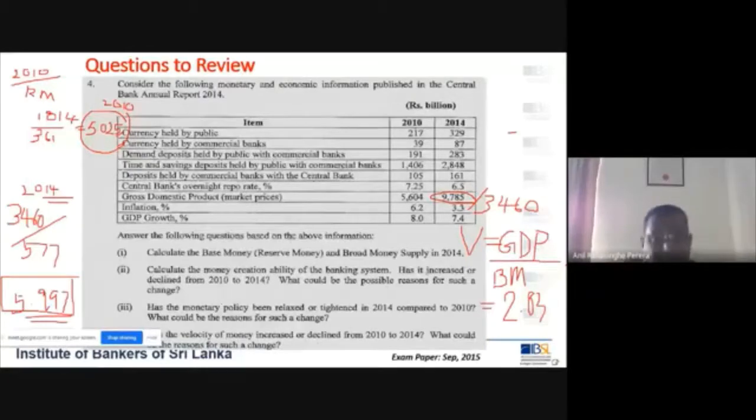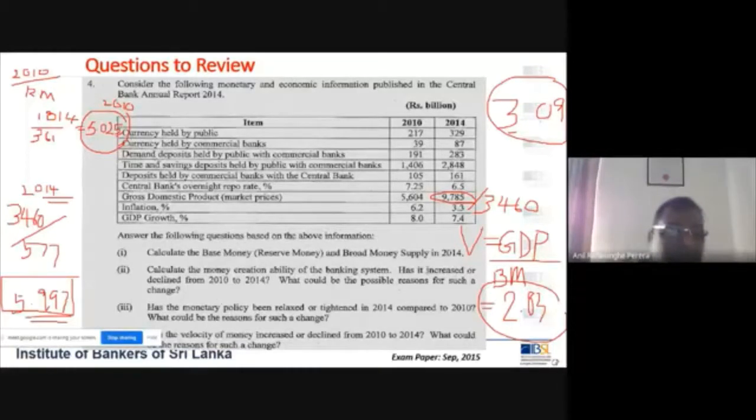3.08. Exactly, 3.0809. Let's say 3.09. So what can you say, has velocity increased or decreased? Decreased. Velocity has decreased in 2014. Now, the possible reasons, what could be the reason for such a change?